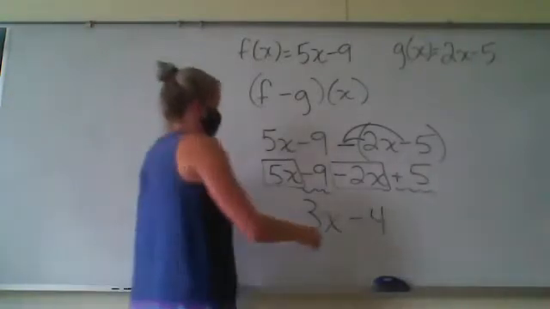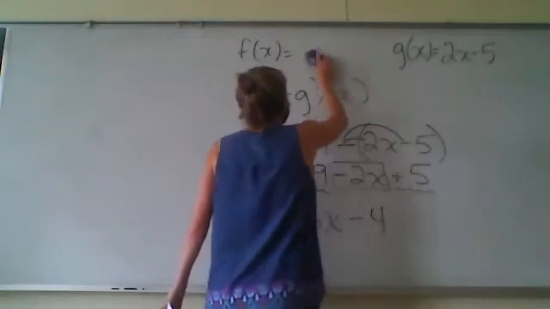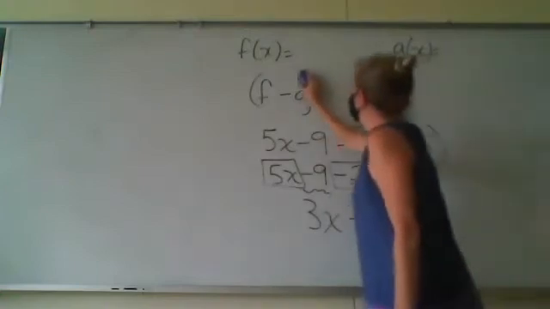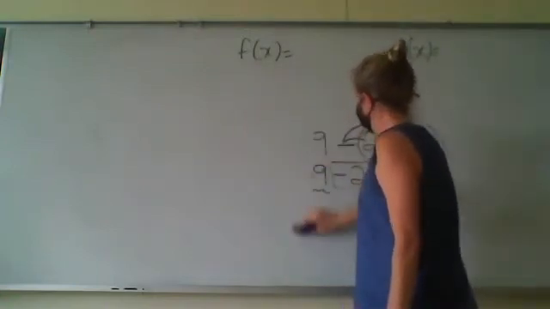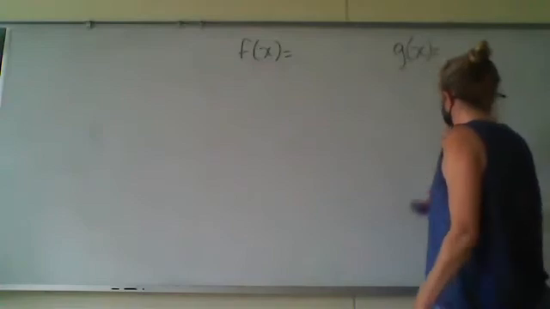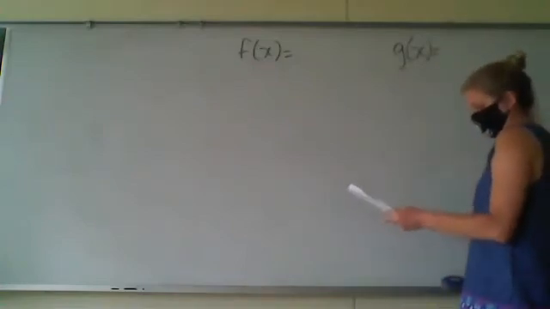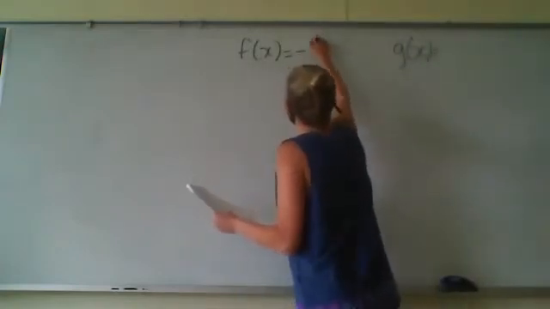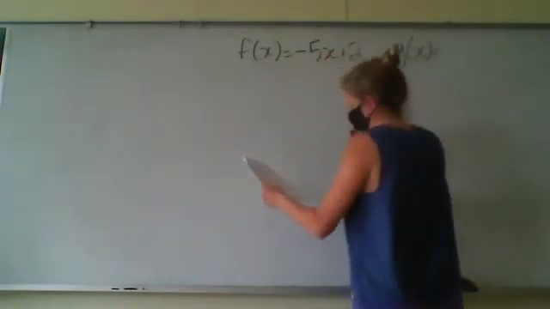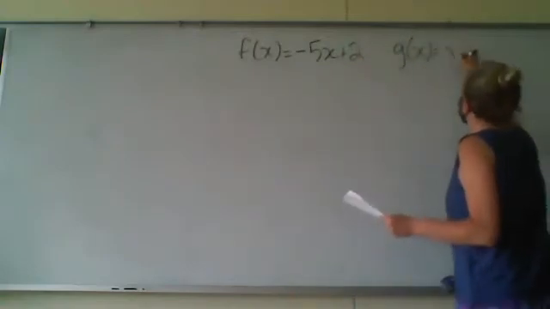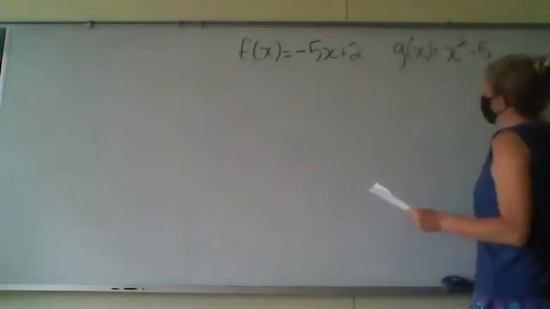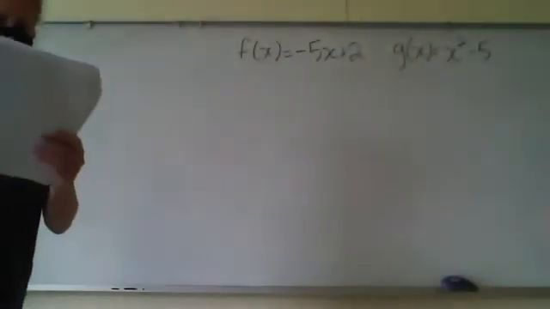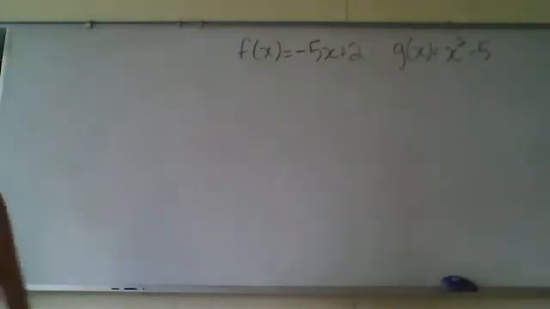All right, number 10. Number 10, I have negative 5x plus 2 is my f of x function. My g of x function is x squared minus 5. And this time it wants me to find g minus f of x.